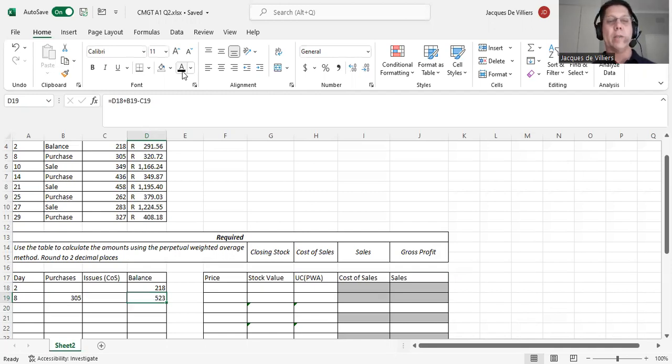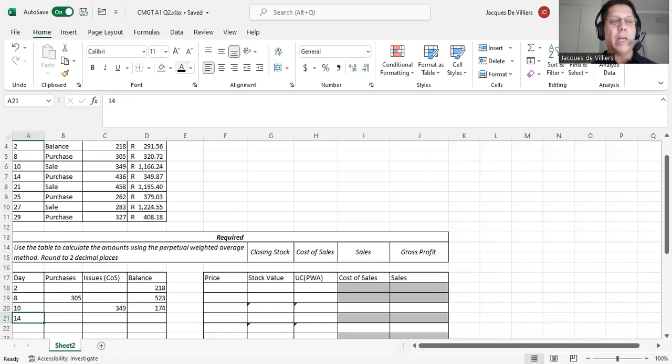Okay, so if we had 218 and we buy an additional 305, it means that we now have 523 units on hand. So then what happens on the 10th is that the sales department makes a sale. And when they make the sale of the 349 units, we must issue them with those 349 units. Okay, so those units are leaving our warehouse and we are now left with 174 units, simply subtracting the 349 from the 523.